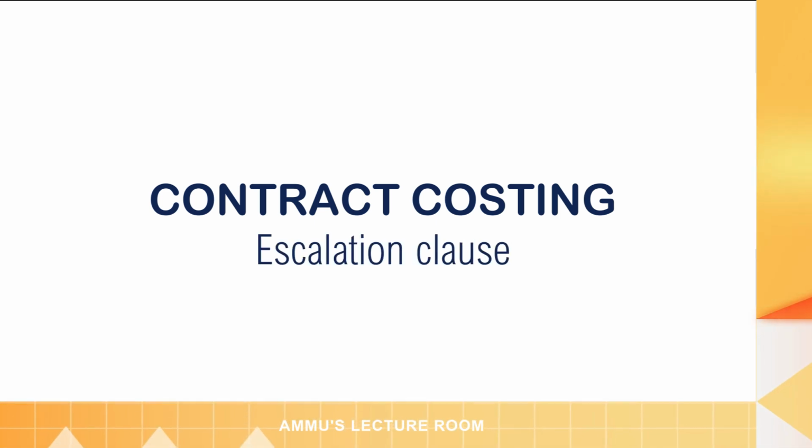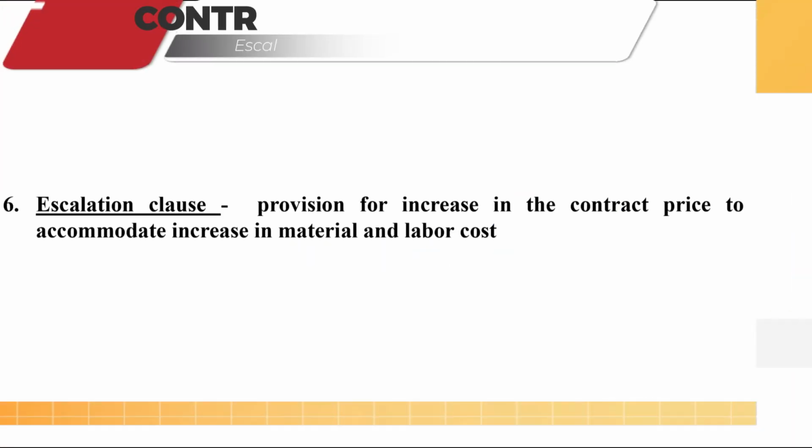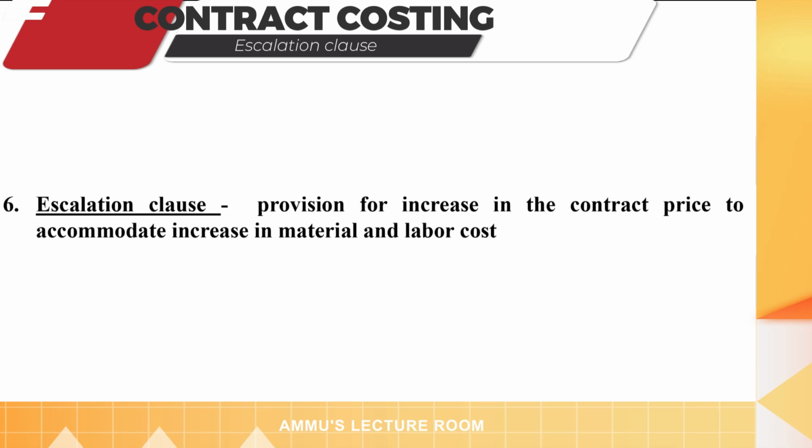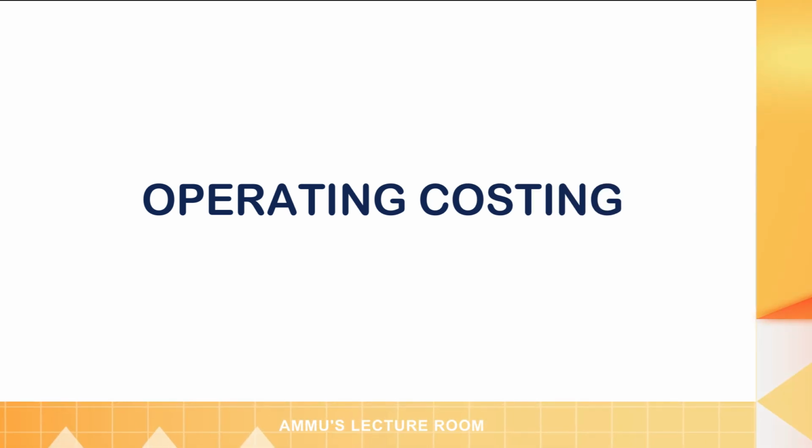Next term is escalation clause. It is a provision for increase in the contract price to accommodate increase in material and labor cost. The opposite of this escalation clause is the de-escalation clause. Next one is operating costing.